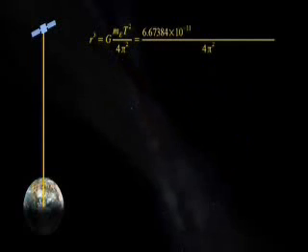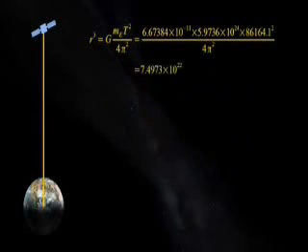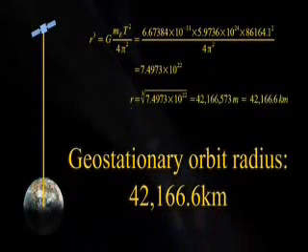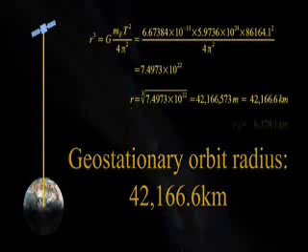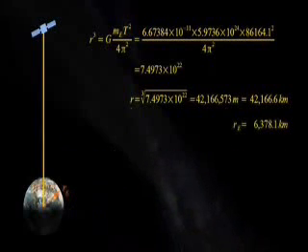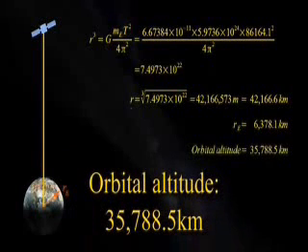We know the universal gravitational constant, we know the mass of Earth, and we know the orbital period T in seconds. Plug those in and take the cube root, and we get an orbital radius of 42,166.6 kilometers. The equatorial radius of the Earth is 6,378.1 kilometers. Subtract that and the orbital altitude above the equator comes out as 35,788.5 kilometers.